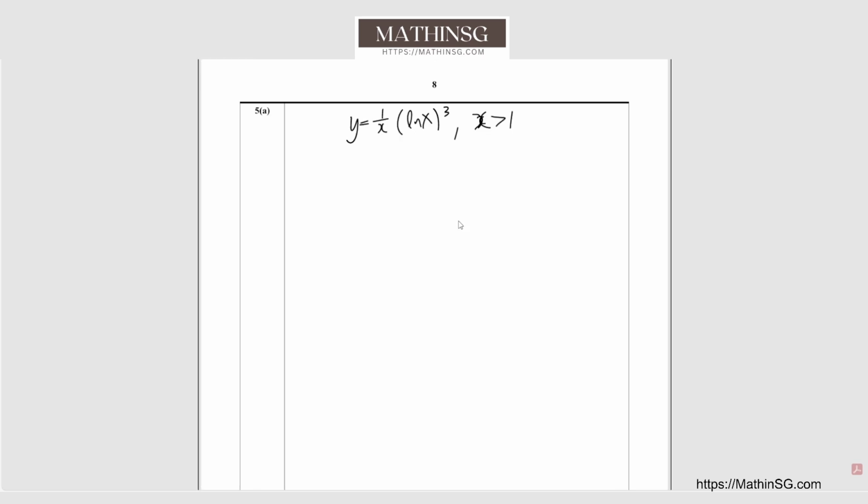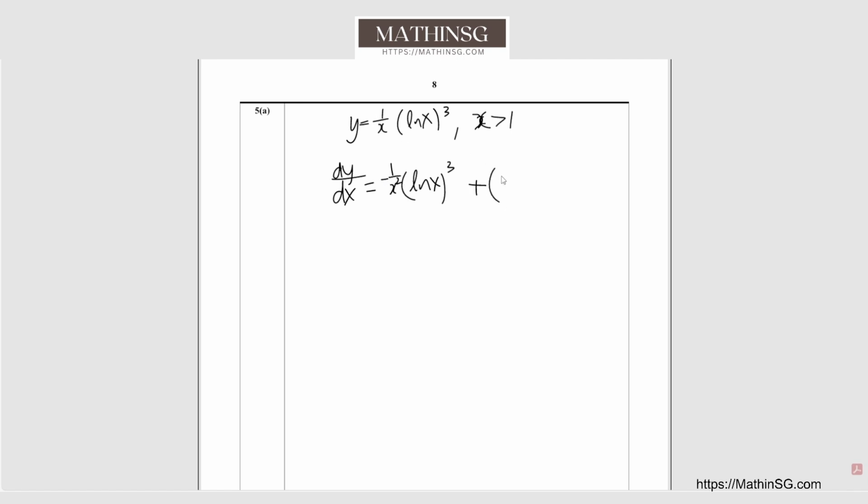Okay, so let's do it. To find dy/dx, because there are two groups of terms multiplied together and they are all functions of x, we can use either the product rule or the quotient rule. I'm going to use the product rule. So I'll first keep my ln x cubed, and then differentiate 1 over x, which gives me negative 1 over x squared.